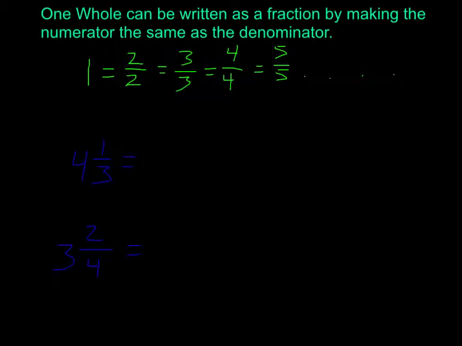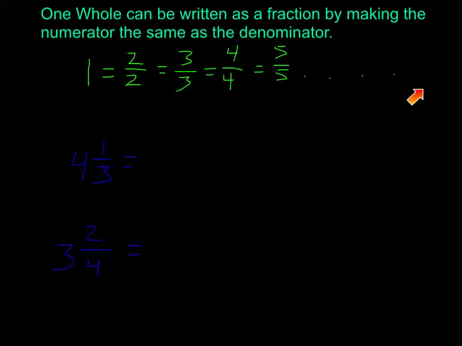One whole can be written as a fraction by making the numerator the same as the denominator. So in these examples right here, our one whole is equal to 2 halves, 3/3, 4/4, or 5/5, and it could keep going on and on. So we're going to look at these two mixed numbers down below, and we're going to rename them as a fraction greater than 1.